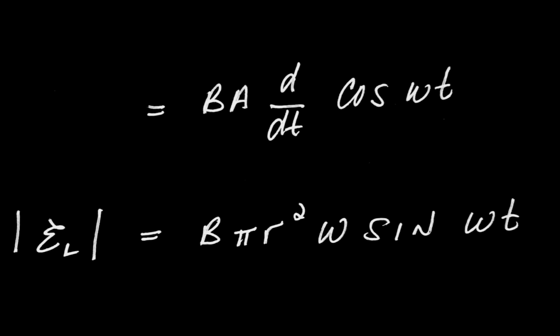Now I can put the time dependence in, because this becomes BA times the derivative with respect to time of cosine omega t. The derivative of cosine omega t is negative omega sine omega t. So what I get for the magnitude of the EMF, dropping that negative sign, is BA, and I'm going to put in the area, pi r squared, times omega sine omega t. That is the magnitude of the induced EMF.